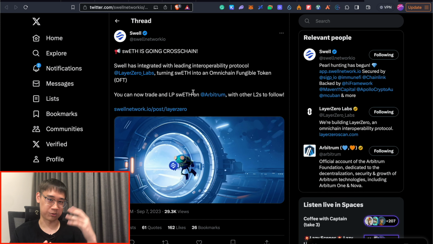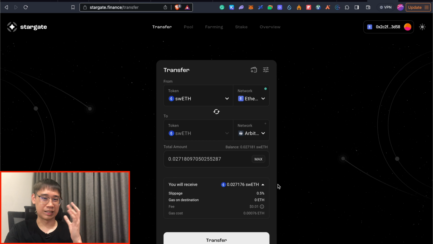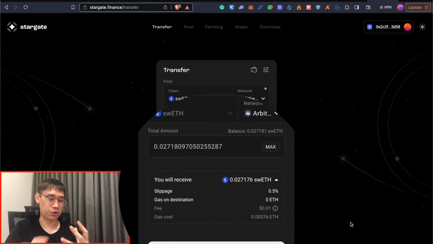Swell Protocol has also recently announced that the SWETH is now cross-chain and it's currently available on the Arbitrum network. It's now possible for you to transfer your SWETH from the Ethereum network over to Arbitrum, but the bridging fee will cost you about $2 in USD. And you also need to pay the gas fees, which could be a few dollars as well. So you may want to reconsider before you perform this bridging transaction.